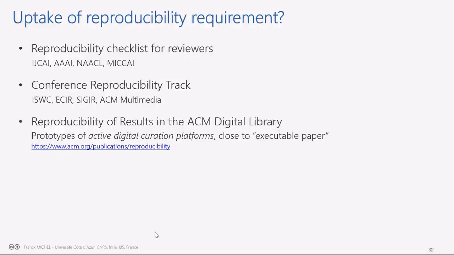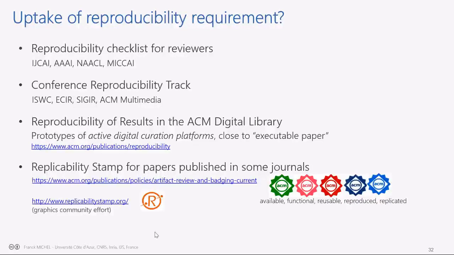There are some editors that are clearly moving towards this idea, and here this is the ACM Digital Library. They have developed what they call the active digital curation platform. Basically, it's close to the concept of executable paper, and they provide a lot of guidelines about how to make your work reproducible. And this is an editor, so that's quite a sign.